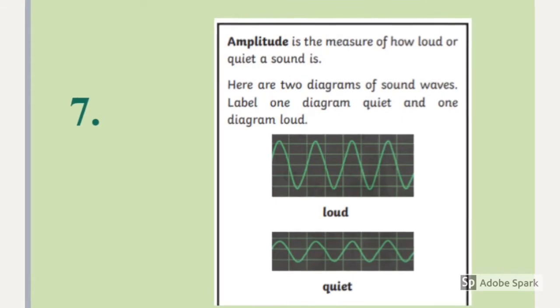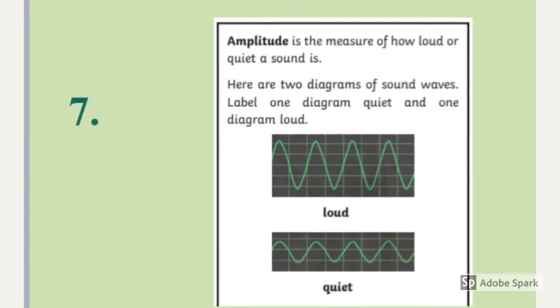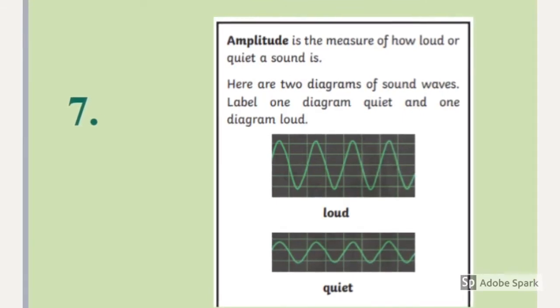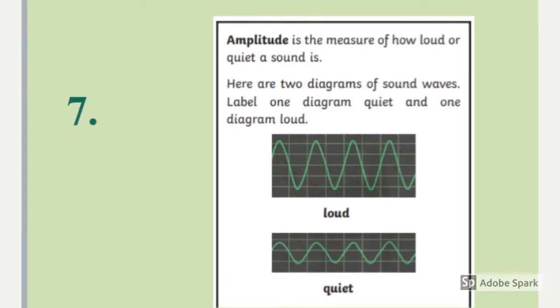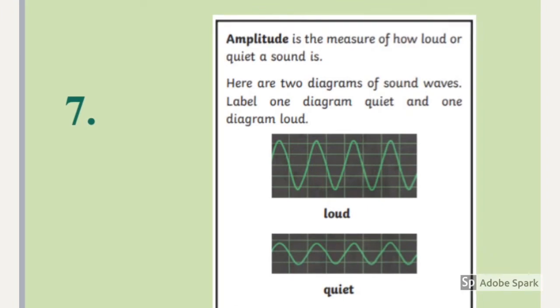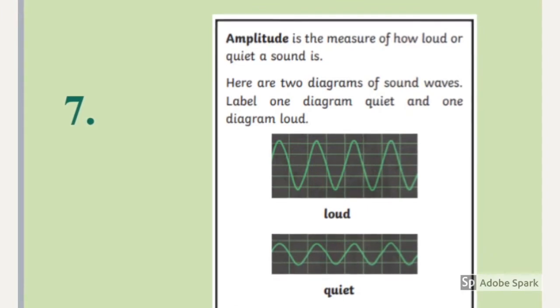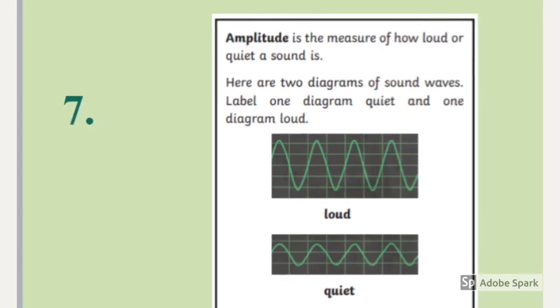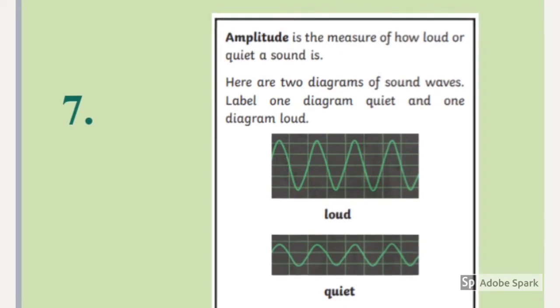Question number 7. Amplitude is the measure of how loud or quiet a sound is. Here are two diagrams of sound waves. Label one diagram quiet and one diagram loud. Loud is the first diagram where the sound waves are really, really high. And quiet is where the sound waves are really low in the second diagram.